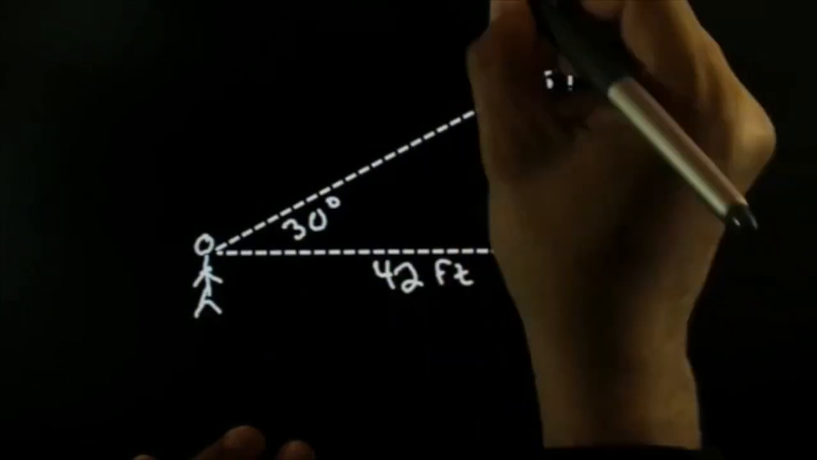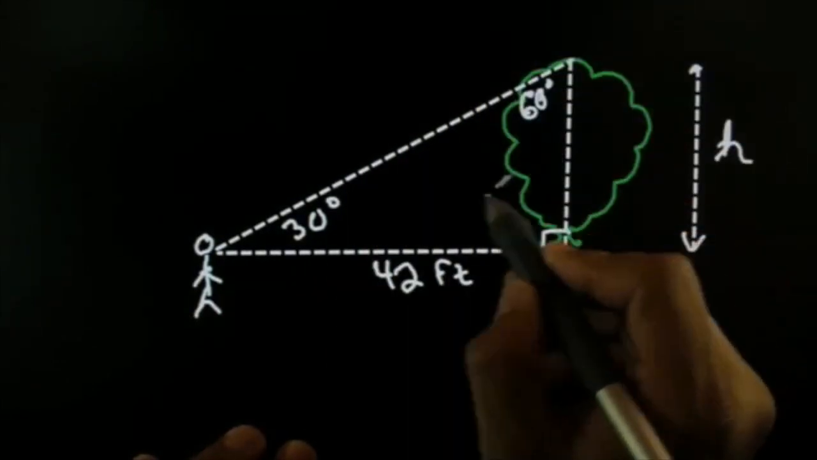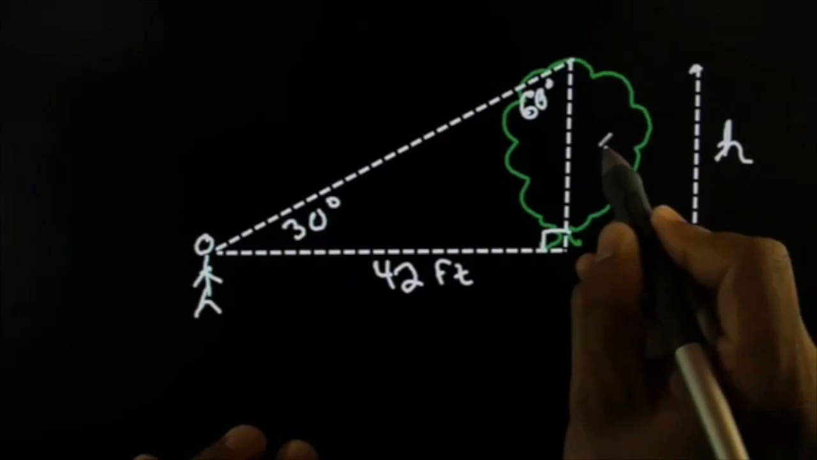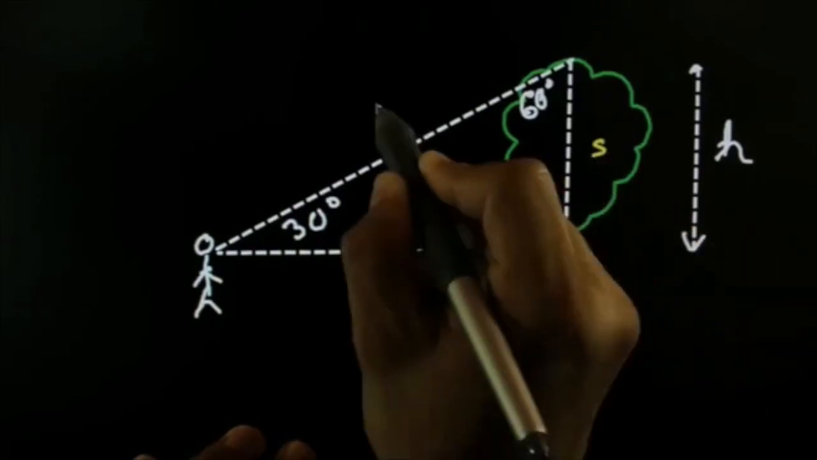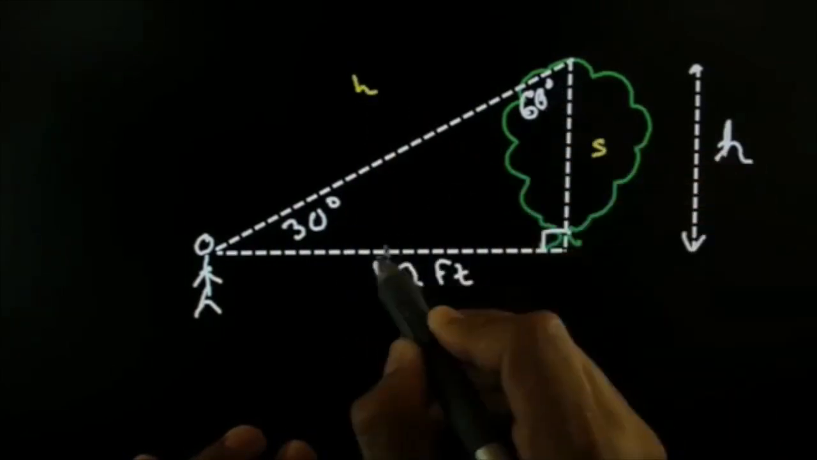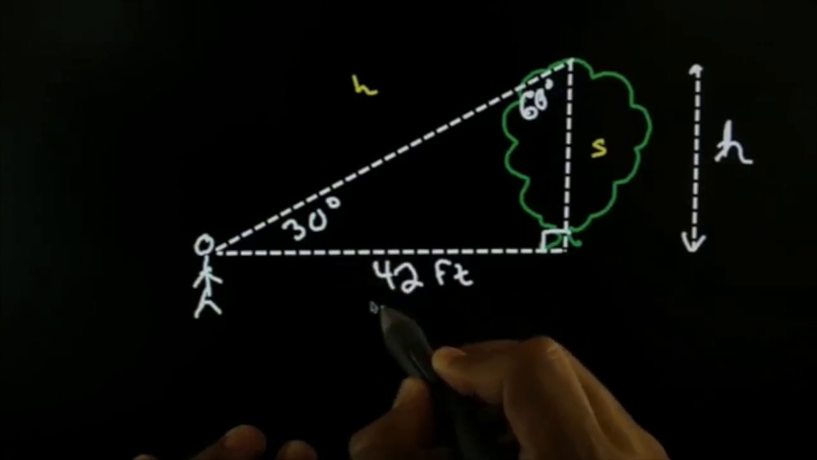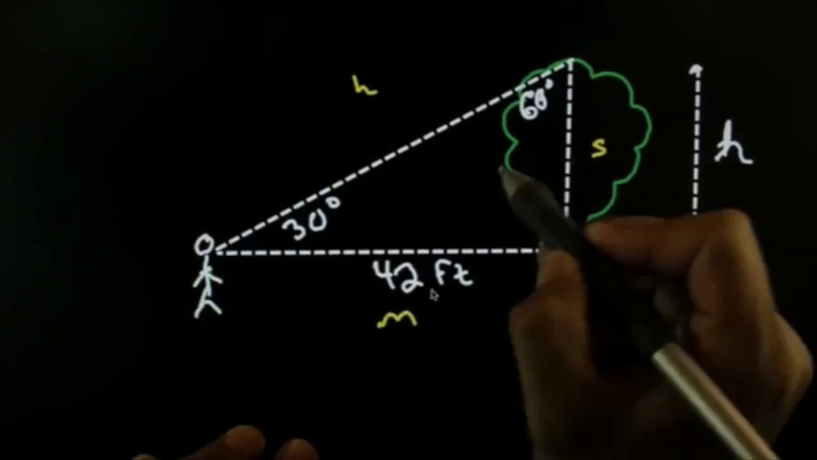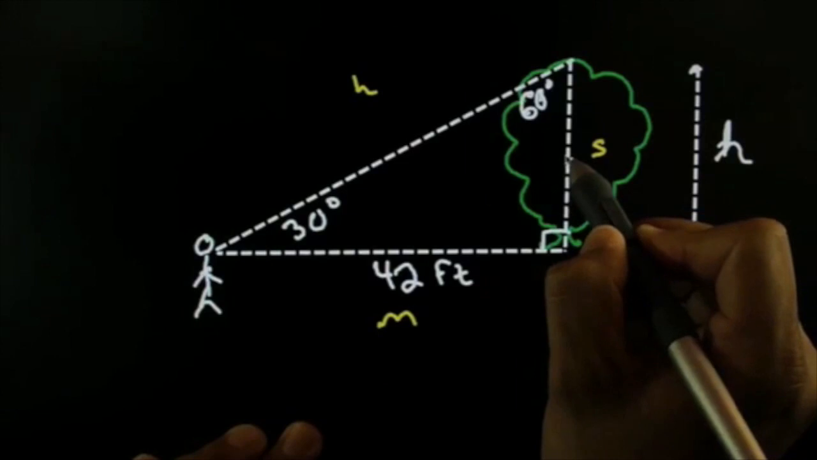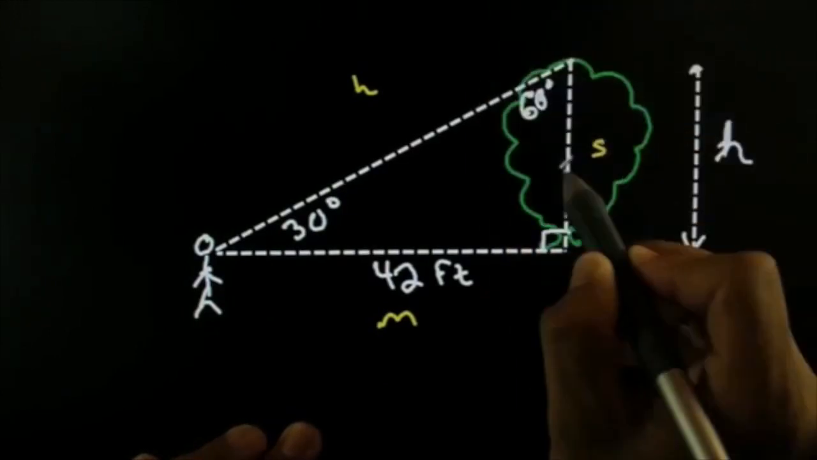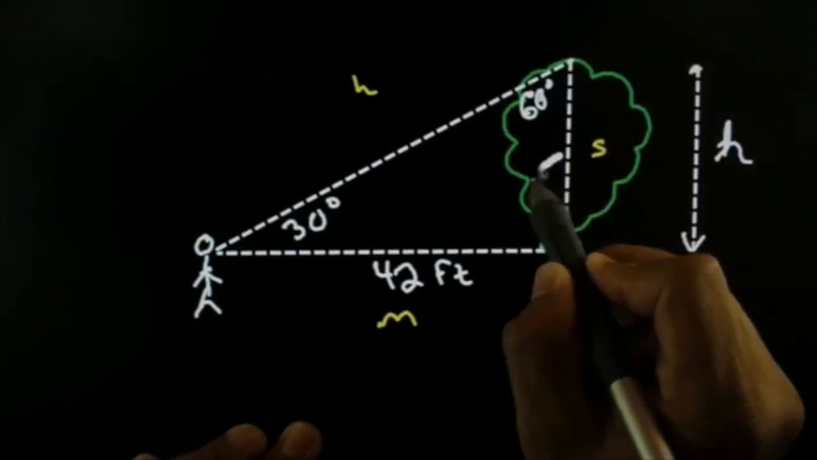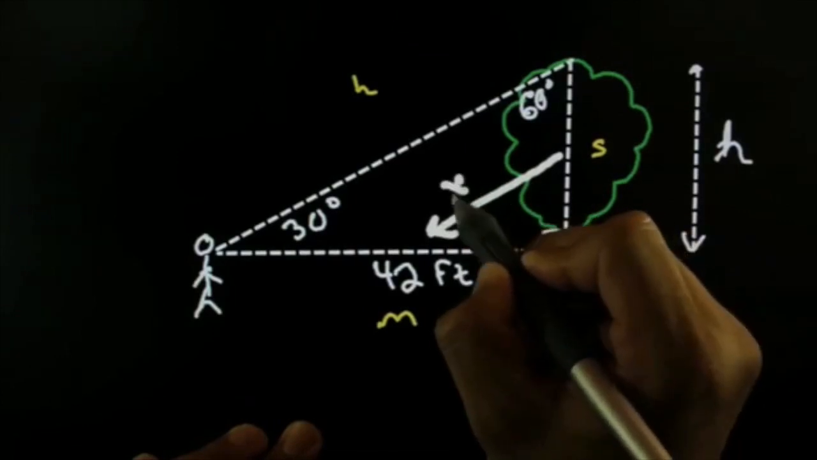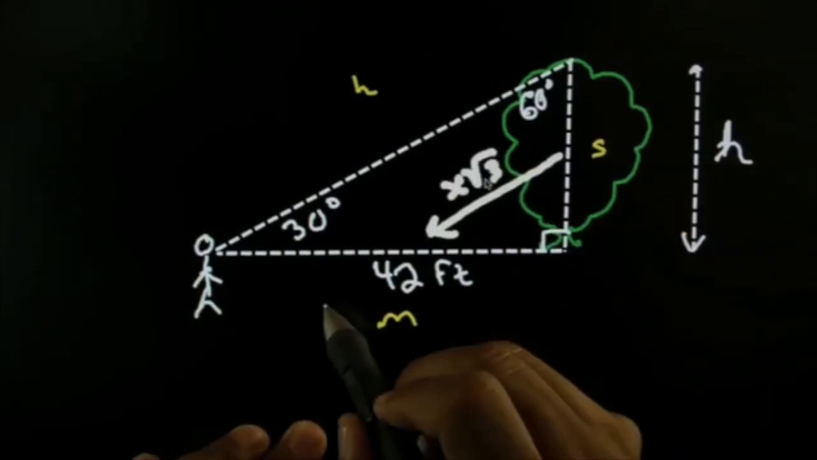Alright, let's cut to the chase. Let's do it. Let's get to the nitty-gritty. Across from 30, you always find the small one. Across from 90, you always find the hypotenuse. Across from 60, you always find the medium one. Okay. To go from the small one to the medium one, you would multiply by the square root of 3, right?